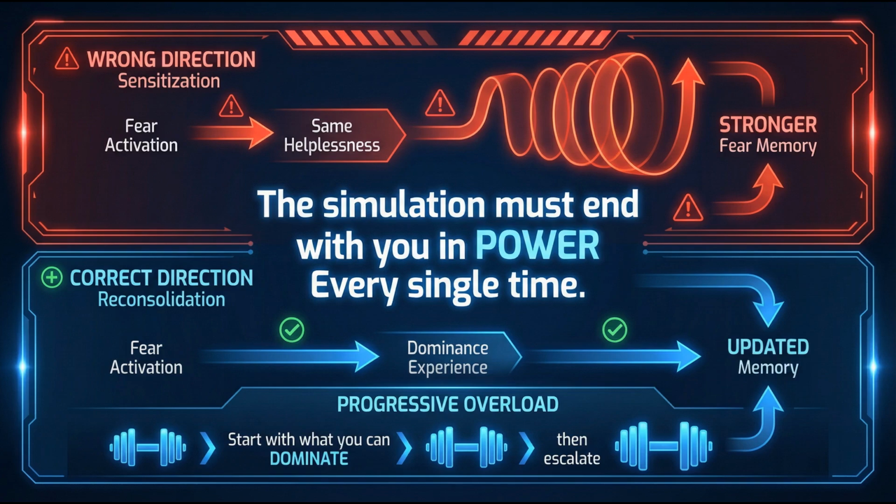If you consistently get overwhelmed when trying to simulate the full threat, reduce the intensity of the threat in the scenario. Face a smaller version. Build evidence of dominance there first, then escalate. This is the same principle as progressive overload in weightlifting. You don't start with the heaviest weight. You start with what you can dominate and you build.